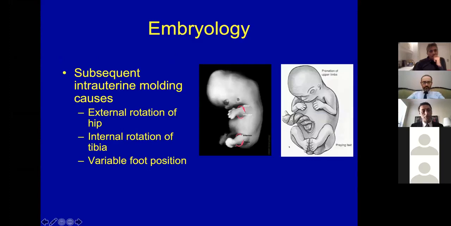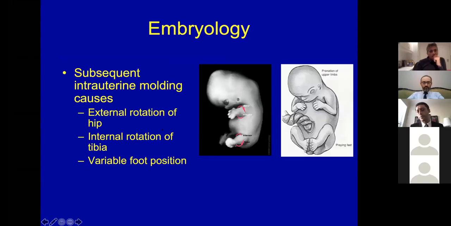And we can see in this picture the upper extremity rotates to the outside with the thumb facing outside, the flexors facing the front and the extensors in the back, and the lower extremity rotates internally with the extensors facing to the front and the flexors to the back. And that's a very, very important concept.